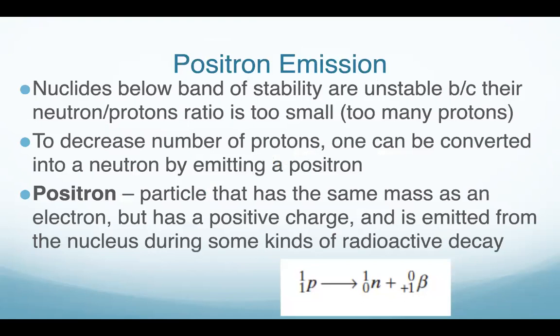Number 3 is positron emission. Nuclides that are below the band of stability are unstable because their neutron-proton ratio is too small. So there's too many protons. It's the opposite of beta emission. To decrease the number of protons, one of the protons is converted into a neutron by emitting a positron. It's basically just the opposite of a beta particle, in that it's a particle that has the same mass as an electron, but a positive charge. So a proton releases the positron and turns into a neutron.